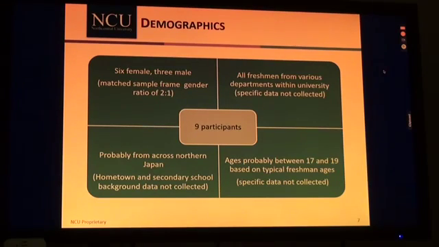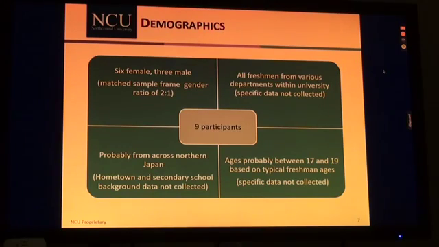Another aspect that I did not collect was the students' ages. However, they were all freshmen, so going by the average age of freshmen at Japanese universities, you could feasibly assume that the ages were between 17 and 19 years of age.